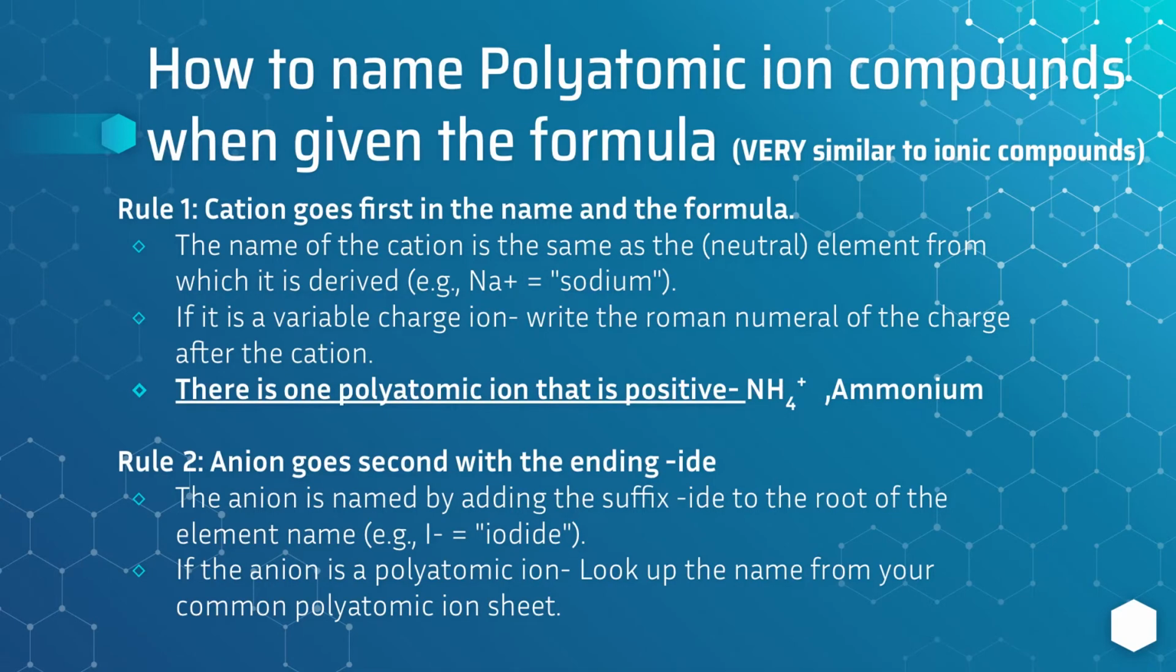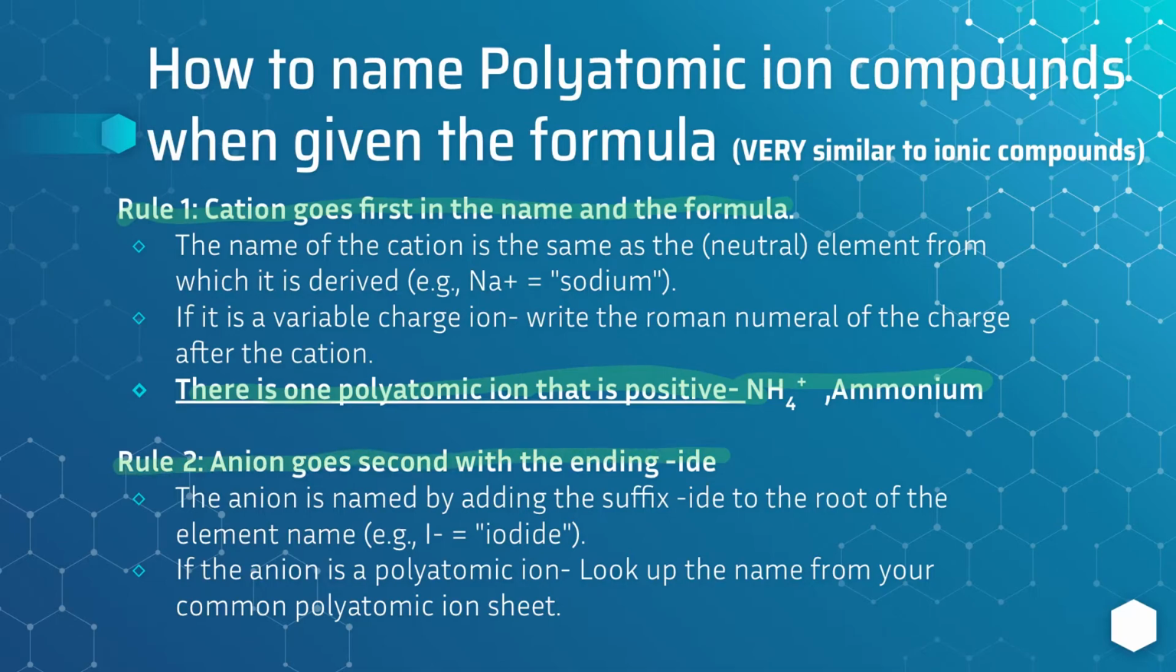So how do we name polyatomic ion compounds when given the formula? It's very similar to ionic compounds. Rule number 1, the cation goes first in the name and the formula. The name of the cation is the same as the neutral element from which it's derived. If it's a variable charged ion, you write the Roman numeral of the charge after the cation. There's only one polyatomic ion that is positive, ammonium, and you would just write ammonium in that spot.